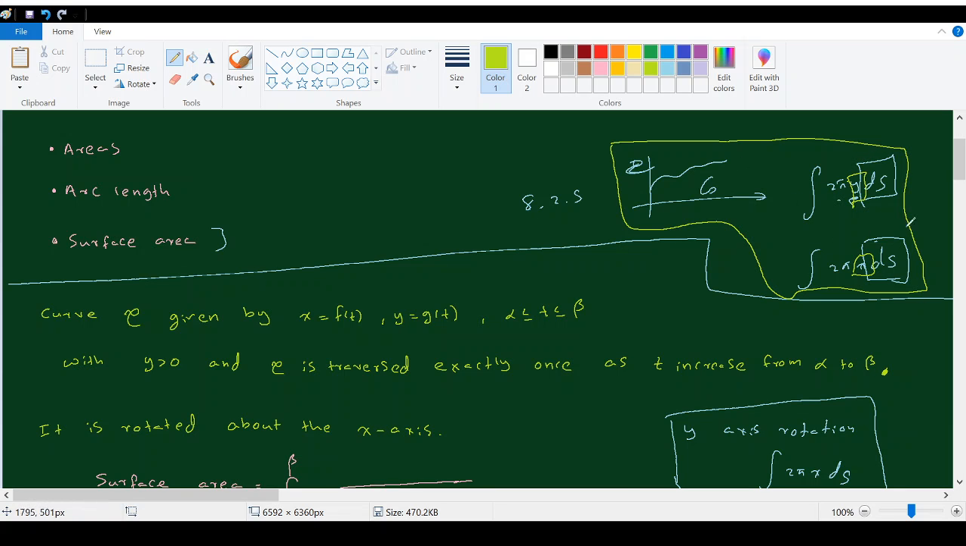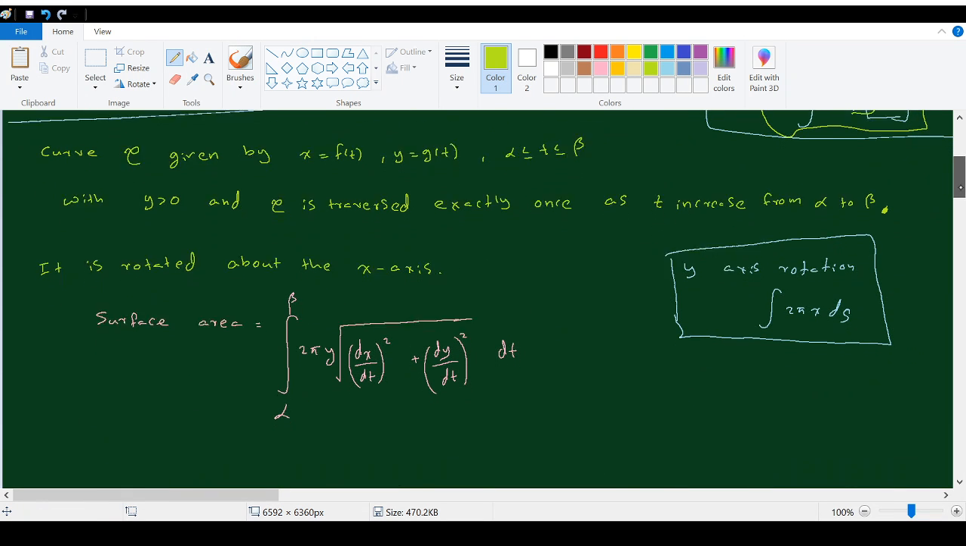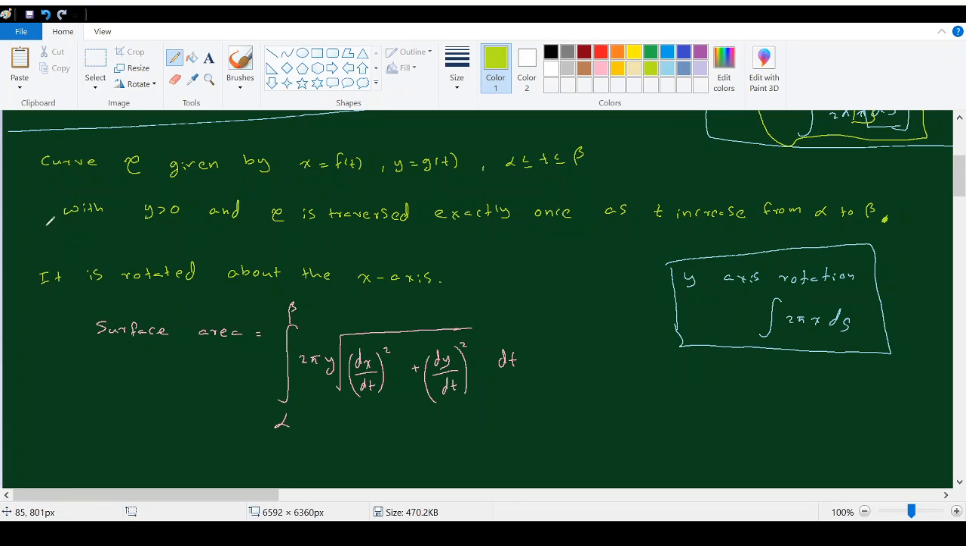Okay, so now here the result is, if the curve C is given with these parametric representations, and the starting point is alpha and the end point is beta. See here, you have to notice that these alphas and betas represent the starting and the end point of the parameter, not the x or the y coordinates.